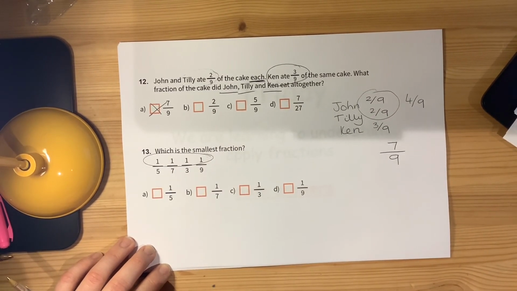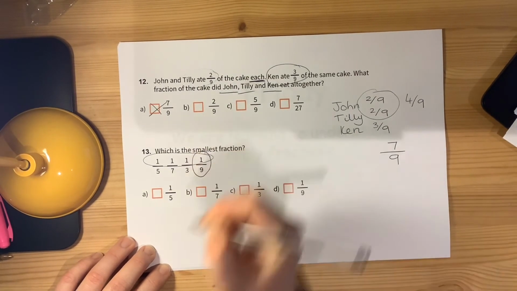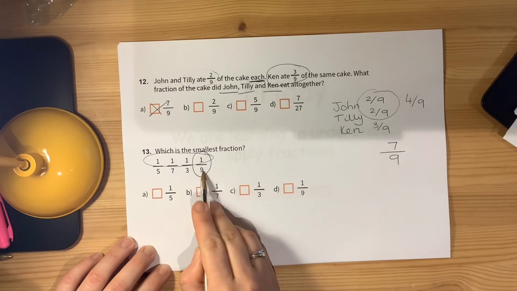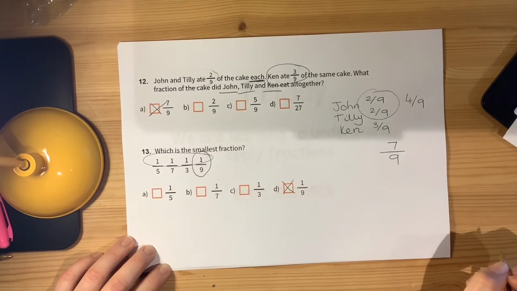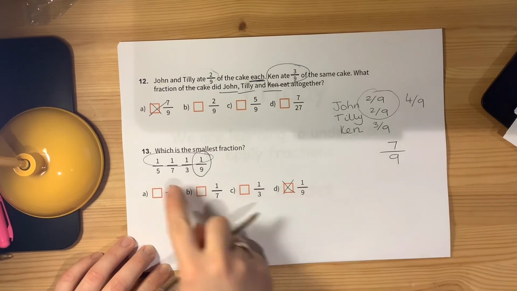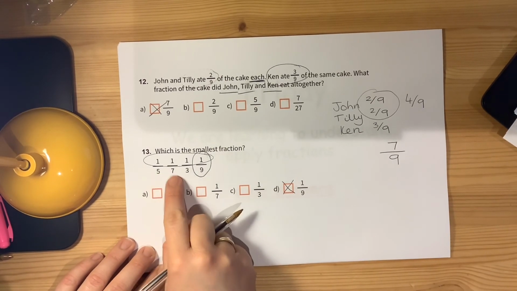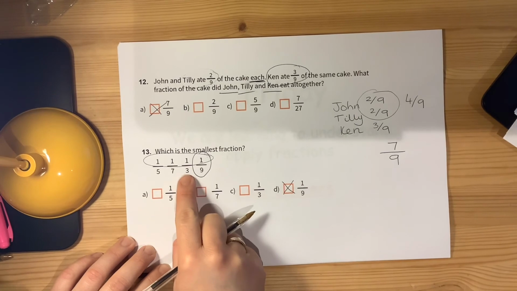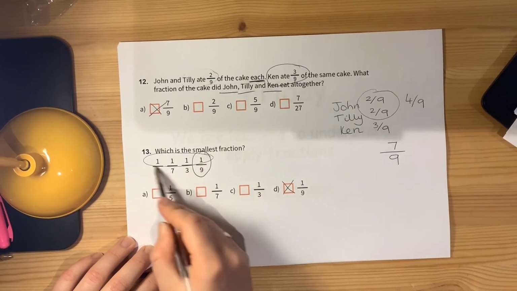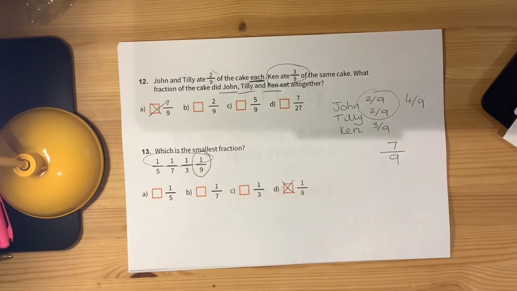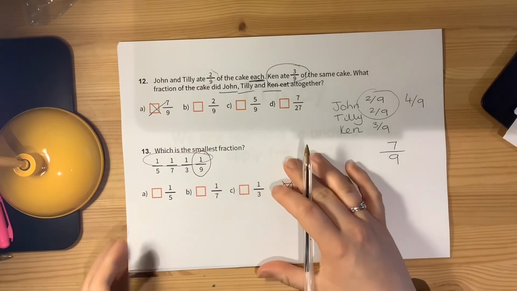So who is getting the smallest piece of cake? Well, this is the smallest piece of cake because it has been cut into the most pieces. So 1/9 is the smallest fraction because this has been cut into 5 parts, this has been cut into 7, this has been cut into 3, and this has been cut into 9. And you've only got 1 slice of each, so this is the smallest fraction.